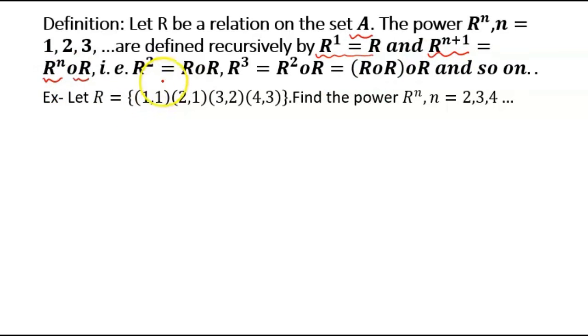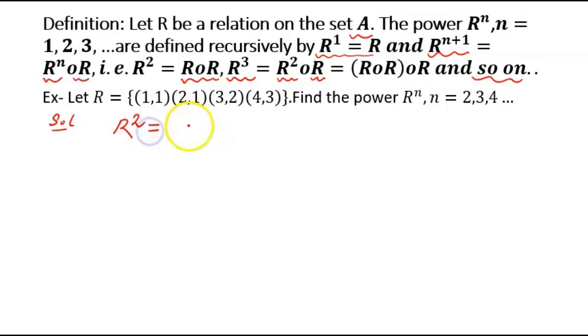So what is R square? R square is R composition R. What is R cube? It is the composition of R square and R, which can also be seen as first taking R composition R, and then taking its composition with R, and so on. So to understand this, let us look at this example. We have to find the power R to the power n. So first I am calculating the power R^n. Suppose I first calculate R square.